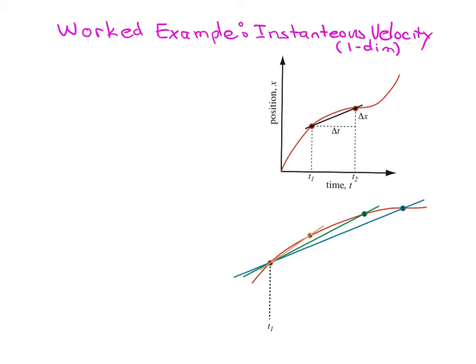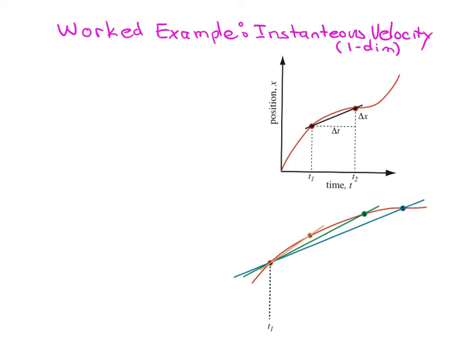Hello, hello, hello. In this worked example, we're going to work on an example related to the concept of instantaneous velocity. And to keep things simple, we are going to continue to consider just a one-dimensional world in which things are moving back and forth along a straight line.